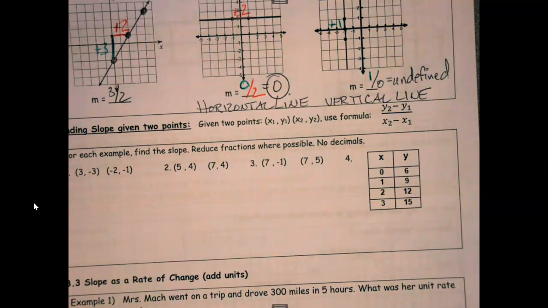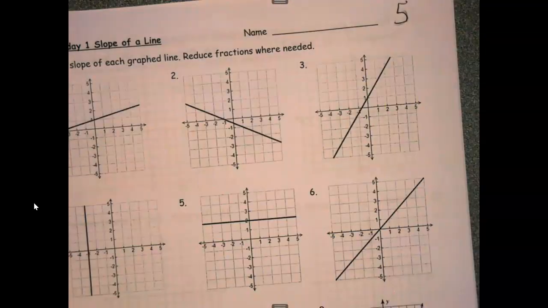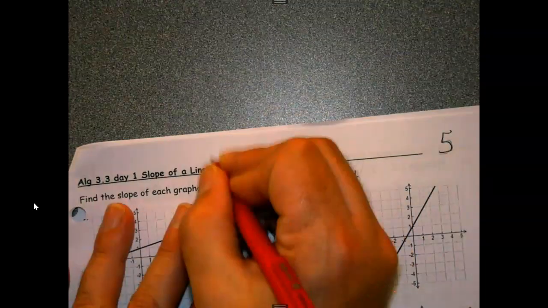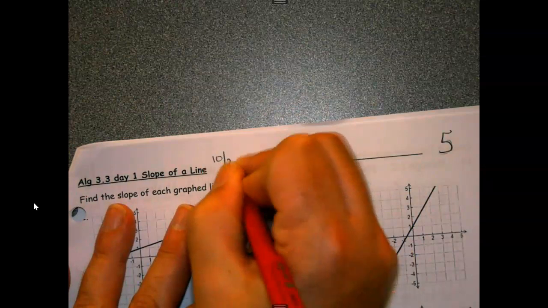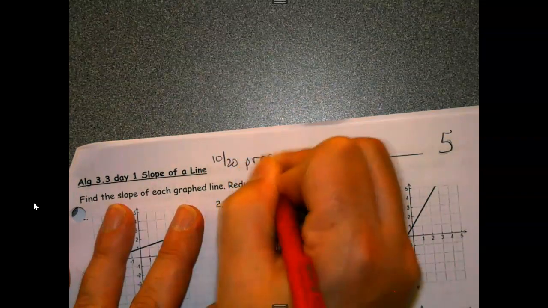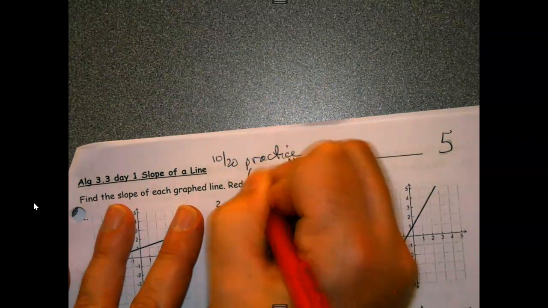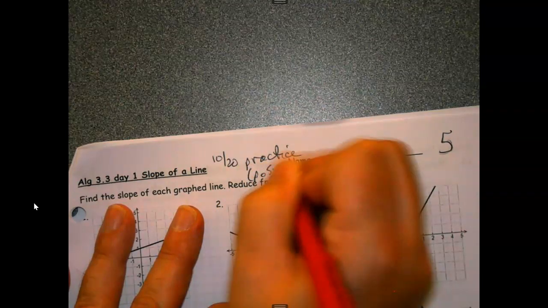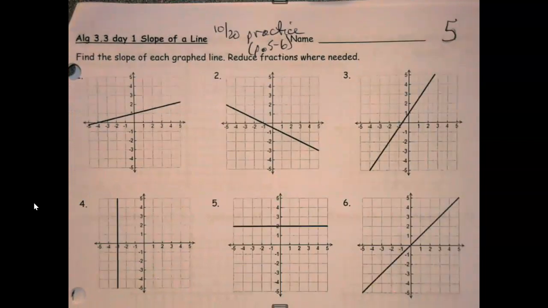Rise over run. We keep that straight. We're good with slope for today. So, don't put these away. Keep them handy. All right, so find the slope, reduce the fractions. Dang, Hardy, you didn't even give us dots. No, but I gave you answers at the bottom, so that's almost as good.